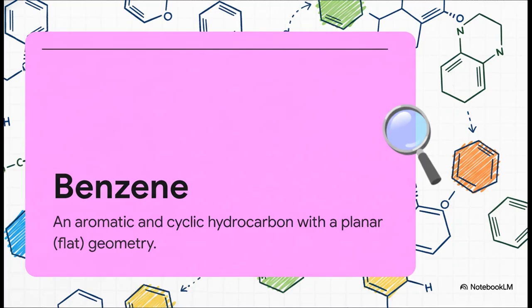Well, at its core, benzene is an aromatic cyclic hydrocarbon. Now, that sounds like a mouthful, but let's break that down real quick. Hydrocarbon, easy. It's just made of hydrogen and carbon. Cyclic just means those atoms are all joined up in a ring. And aromatic? That's kind of the magic word here. It's a key term in chemistry that points to its most important feature, this incredible, almost unexpected stability.